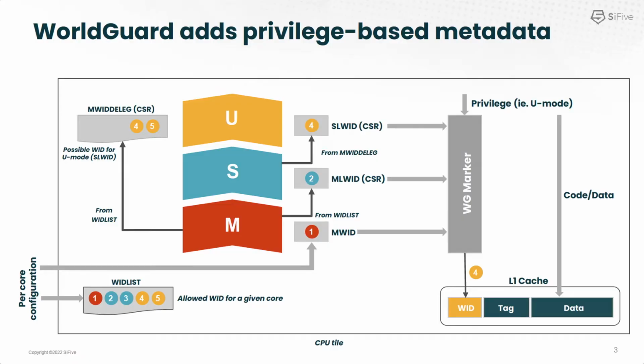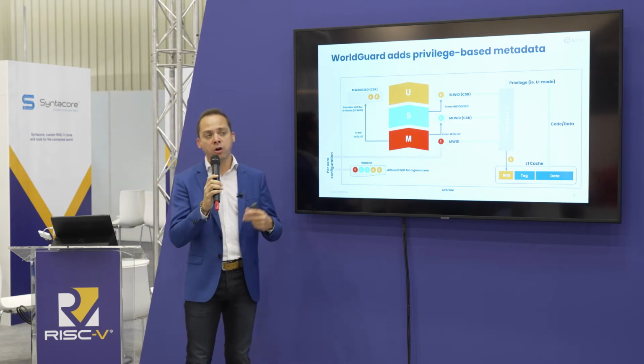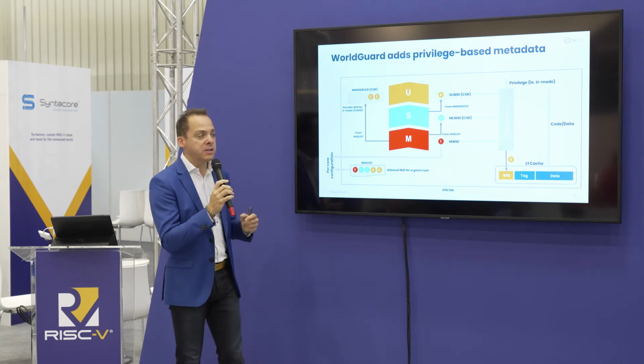first of all, the world IDs that are allowed on this particular CPU tile. That means in this particular case, we say this CPU tile can only use world IDs 1 to 5. It will never be able to pretend to be under domain ID number 6, for example. In addition, a customer can also hardcode the world ID that will be attached to all the transactions issued in machine mode. Every time the CPU is running in machine mode, it will get world ID 1 in this example, and the firmware won't be able to tamper with that.